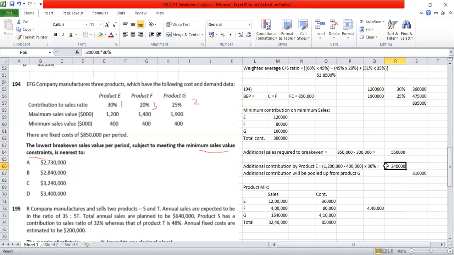And then how much more is needed? Only 15,000 is needed. So 15,000 will be pulled up from product F. If only 15,000 is to be pulled up from product F, very little, less than 400,000 only will be. But here the condition is very, very specific that meeting the minimum sales constraint. So all three of them should have the minimum sales requirement.